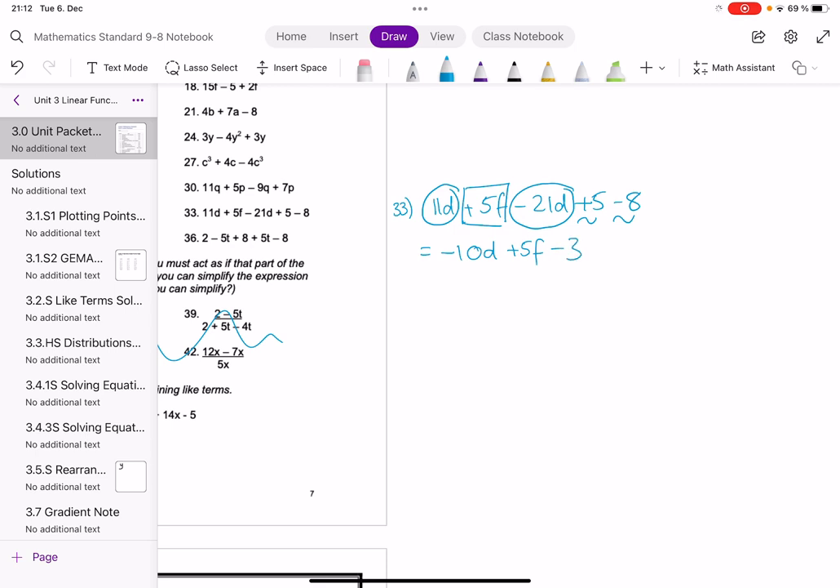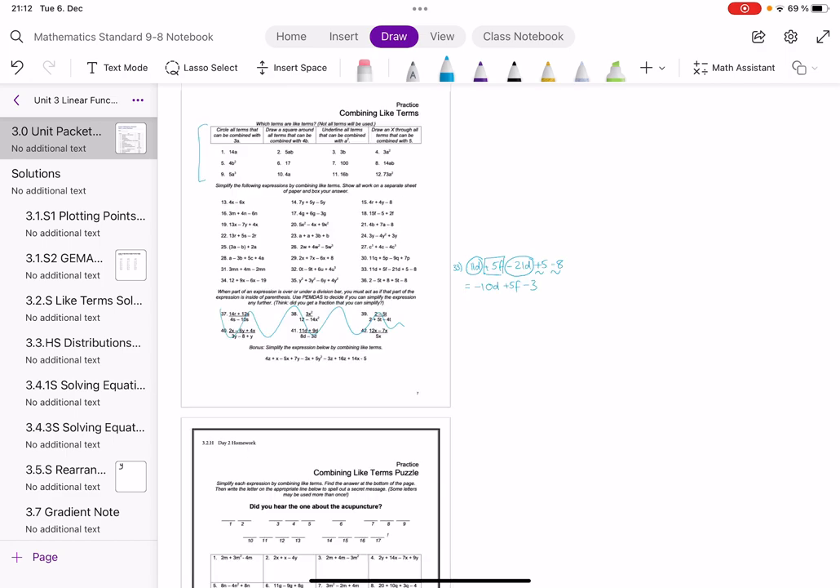And there's my answer. You'll notice that I did put an equal sign in. The top expression is equal to the bottom expression. It is simpler though, because instead of writing it with 5 terms, I've written it with 3 terms. So I've simplified the expression by combining like terms, which is what we are doing today.